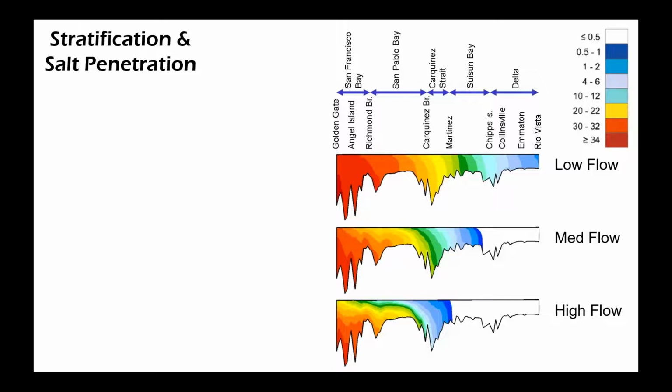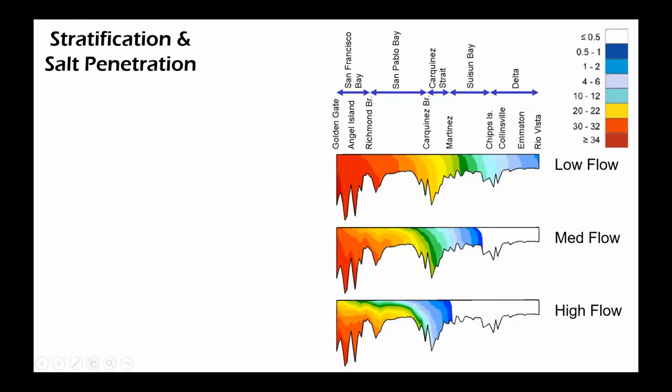You've probably seen these diagrams before. At low, medium, and high flow, you see the movement of the salt field as represented by the colors. And the main point here is that it's very dynamic. When the salt field moves seaward under high flows, you get stratification because of the interaction between the bathymetry and the flow. And also, this is all very strongly tidal, and the tidal dynamics have a huge impact on this.